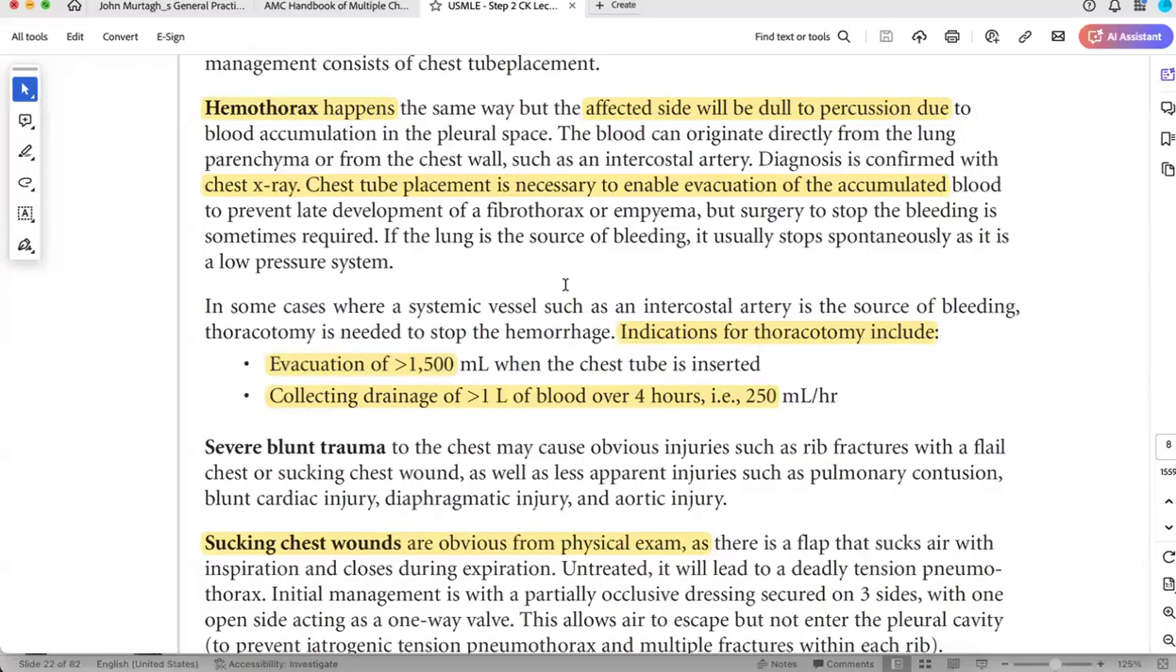So these are the only 2 situations where you need to do the thoracotomy. Thoracotomy is basically a small incision in between the ribs to reach into the lungs or chest. So it's a surgical procedure, whereas chest tube is just putting the tube into the pleural cavity. So most of the time, chest tube placement is the only treatment for hemothorax, but these are the indications of thoracotomy, which is the surgery: if you get more than 1.5 liters of blood when you inserted the chest tube, or over the next 4 hours, there has been more than 1 liter of blood collection into the chest tube.